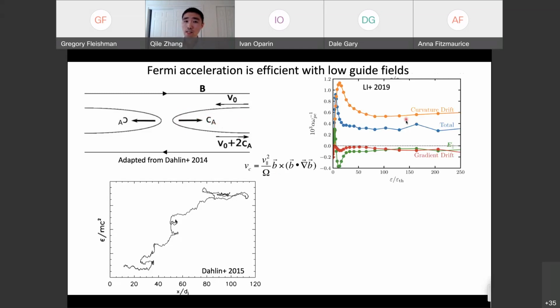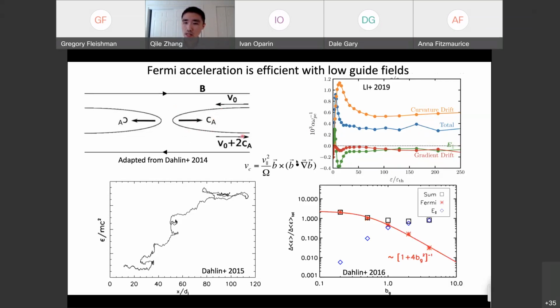And as demonstrated on the right, this Fermi acceleration associated with this curvature drift is the dominating mechanism for these high energy particles, in this case the electrons, contributing the strongest acceleration rate for these high energy particles compared to other acceleration mechanisms. So this Fermi mechanism is driven by the magnetic field curvature, and the magnetic field curvature is strongest when the guide field, the out-of-plane field, is low. In other words, in the low guide field regime. So the Fermi mechanism would be most efficient in this low guide field regime, and it can gain the most energy in this regime.